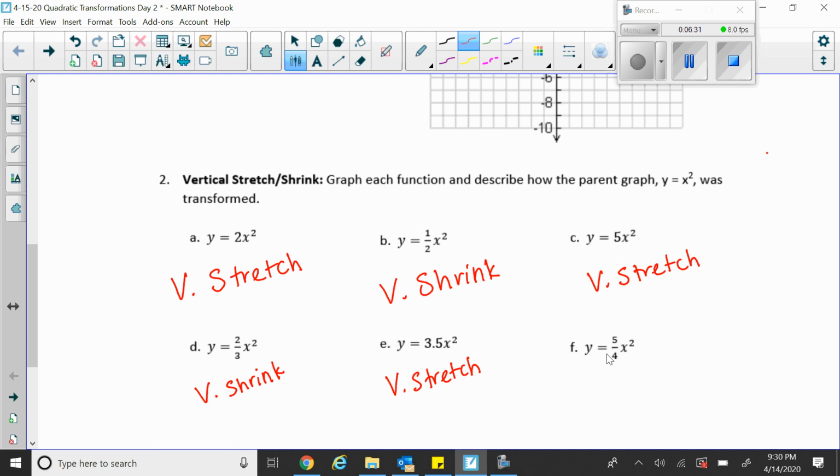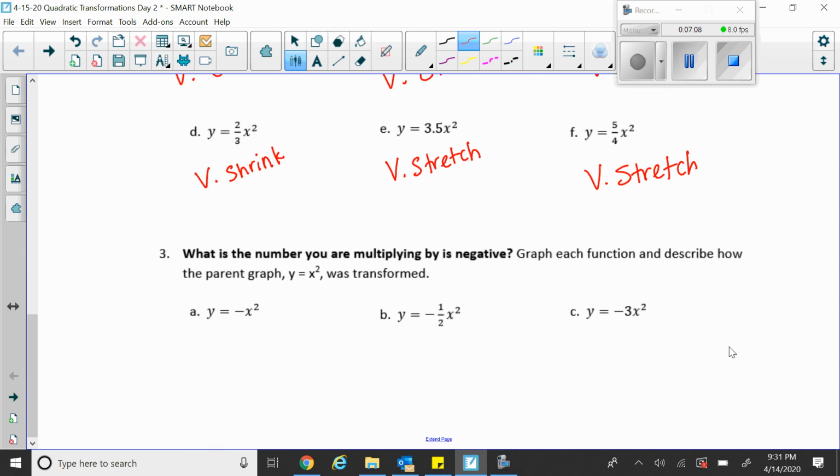And then on F, be very careful. 5/4, a lot of people go, oh, it's a fraction, so it's a shrink. Be careful. 5/4 is a fraction, yes, but 5/4 is bigger than 1. If the numerator is bigger than the denominator, then it is bigger than 1. This is like 1 1/4, okay? Because 4/4 is 1 whole. So 5/4 is bigger than 1. So this is also going to be a vertical stretch. So don't fall into that trap just because it's a fraction. Okay, you just need to make sure, is that fraction bigger than 1? This one is.